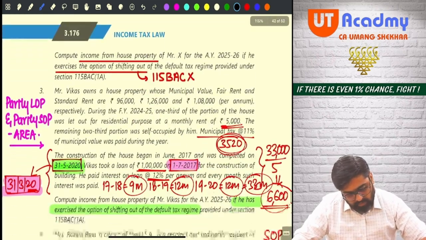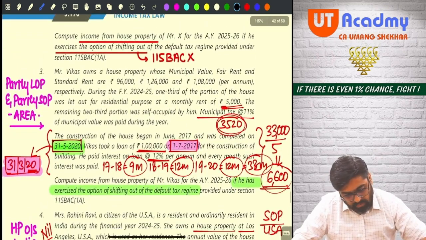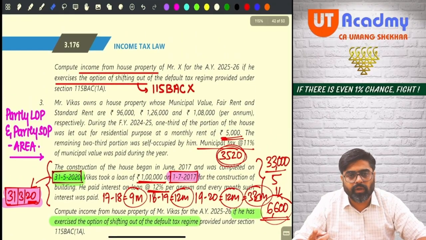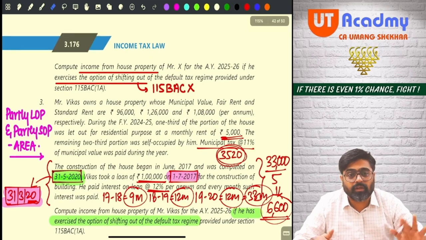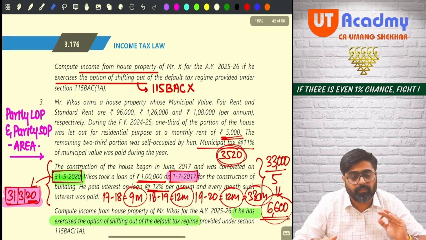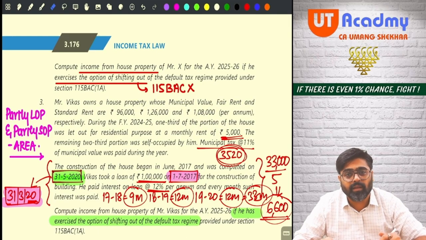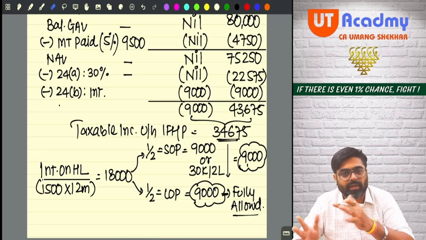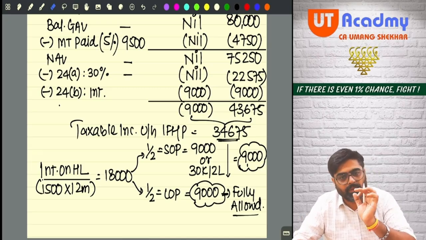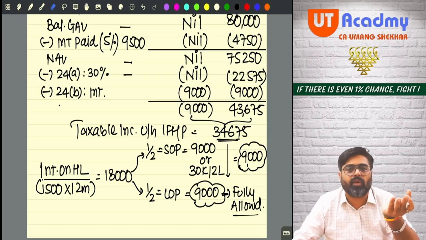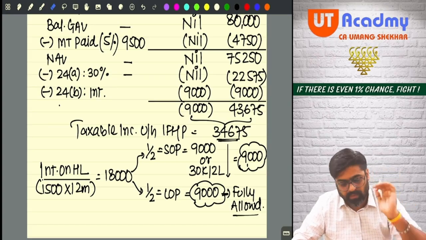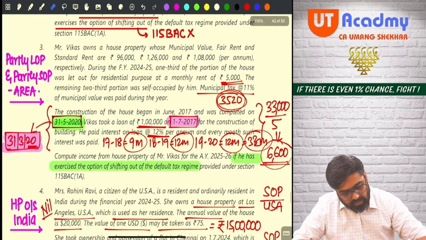Now, one more question. Question number 3. Okay, in the last question, if they would have told you that what if the assessee does not shift out of 115 BSE, he follows 115 BSE, then the final answer would have been 43,675 only. Yes or no? In SOP, there was no interest deduction. SOP final income would have been 0. So 0 plus 43,675, taxable income would have been 43,675. Yes or no? Okay, very good. Now come to question number 3 now.